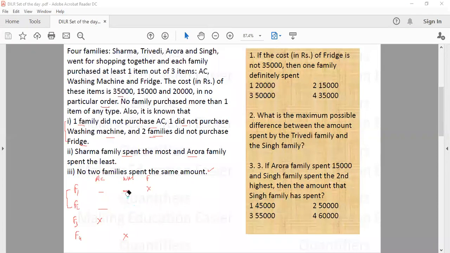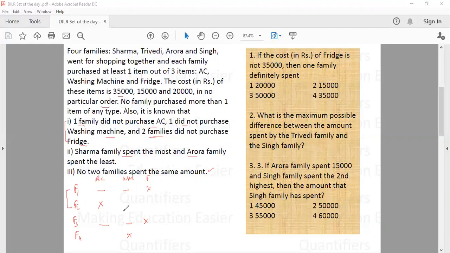Now, let us consider another case. Let us say that family F1 did not purchase the fridge and family F3 did not purchase the fridge. If this is the case, let's say F2 did not purchase AC and F4 did not purchase washing machine. Now in this case again, these 2 families F1 and F3 will be purchasing the same equipments, AC as well as washing machine. So they will be spending the same amount of money on these 2 items. Again, condition number 3 is violated.